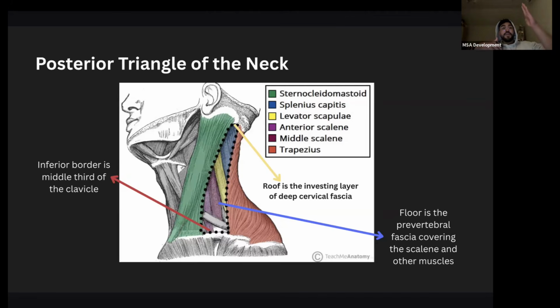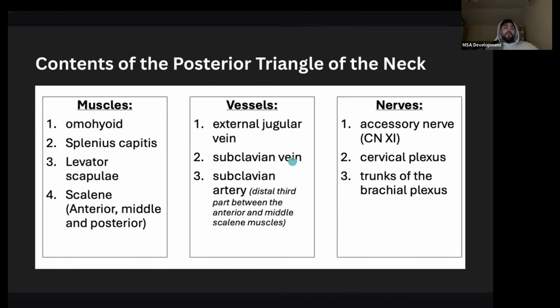Anteriorly, you'll have the sternocleidomastoid, and posteriorly, you're going to have the trapezius. Now, what sits in my posterior triangle of the neck? First of all, you'll have the omohyoid, splenius capitis, levator scapulae, and the scalene muscles. The vessels, you're going to have external jugular vein, subclavian vein, and subclavian artery. And the nerves that pass through, you're going to have the accessory nerve, okay?